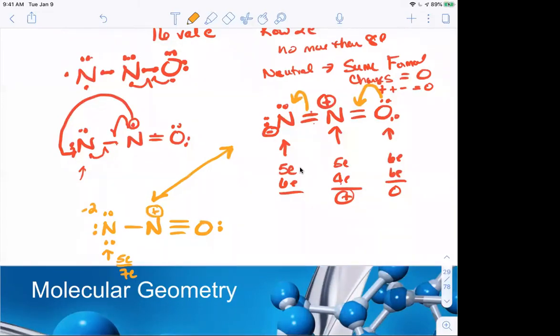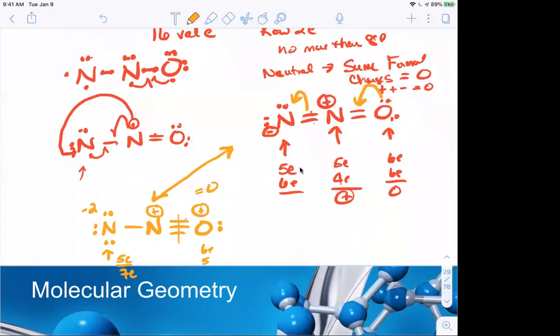Oxygen's supposed to have 6. I have 1, 2, half the bonding, 3, 4, 5. It's supposed to have 6. It has 5. So this is a plus. My negative 2 plus a positive 2 is equal to 0. I have 2, 4, 6, 8, 2, 4, 6, 8, 2, 4, 6, 8. Every one of these has an octet, so that is okay.